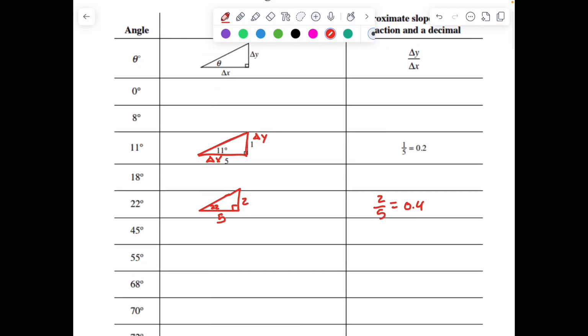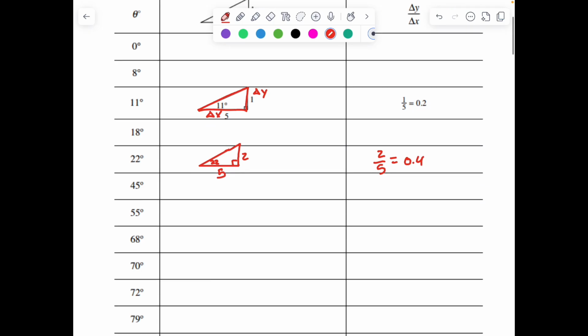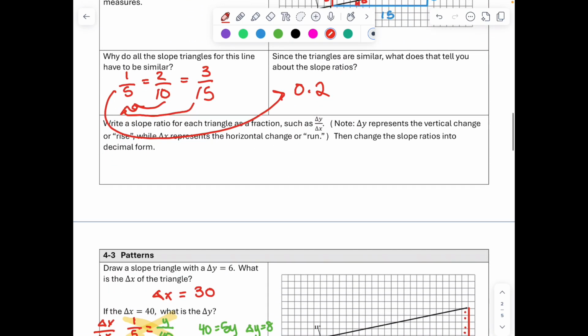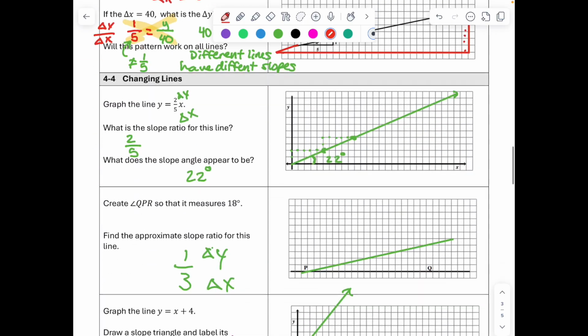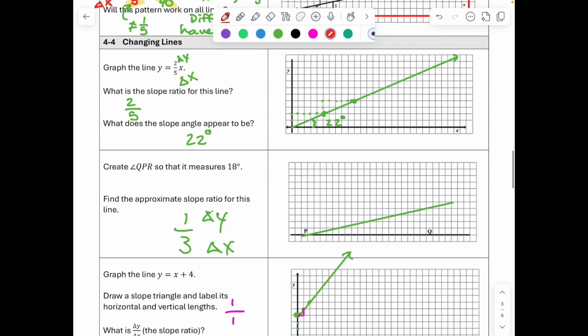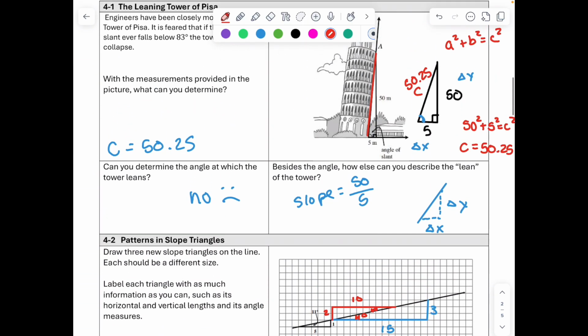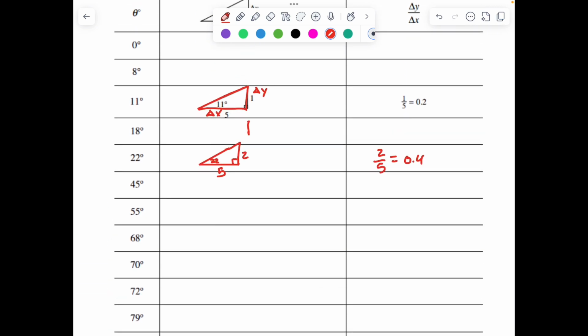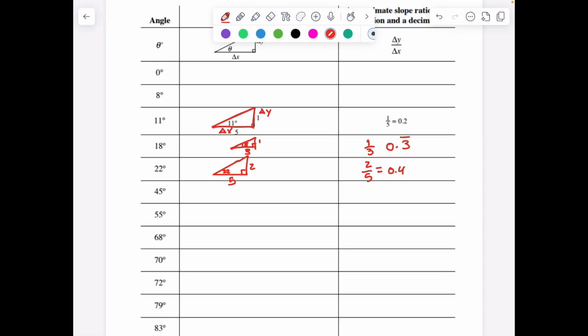And then I think there was 55? Let's look at the other ones. We did 1 over 5 with an 11-degree, a 22-degree. We did do an 18-degree. That is about a 1 over 3 for 18 degrees. And that, as a decimal, ends up being 0.3 repeating.